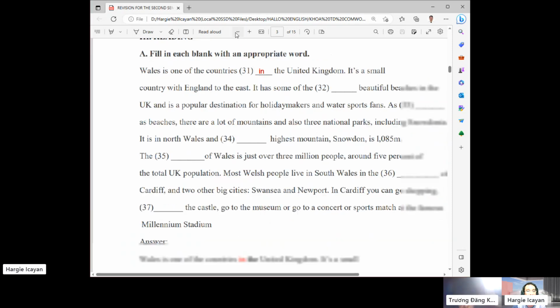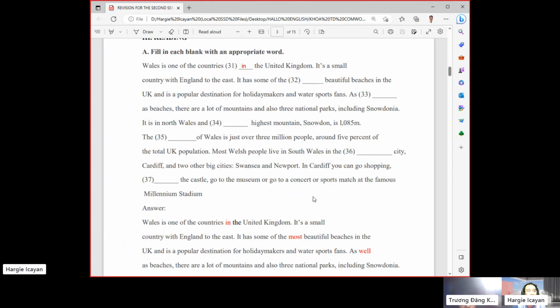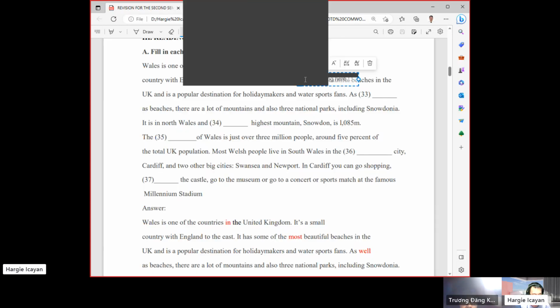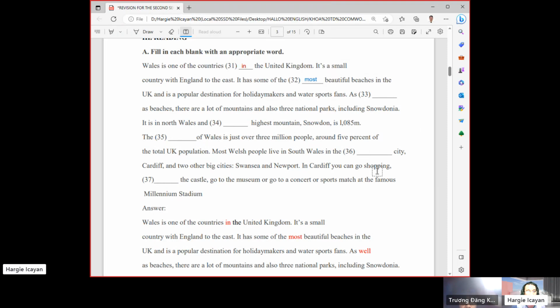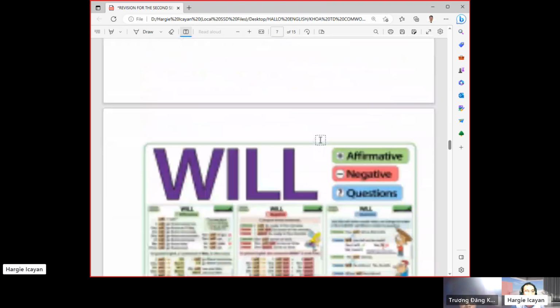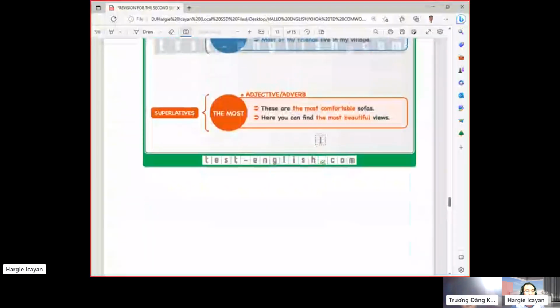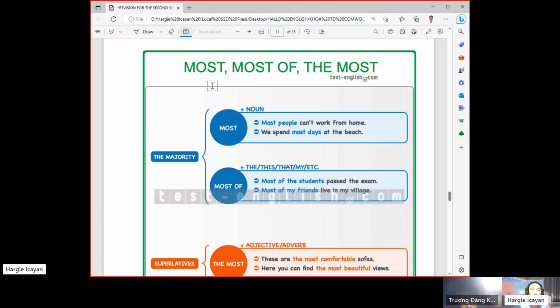Okay, next. What about the second blank in here? It has some of the most beautiful pictures. Okay, so the word most. When we are talking about most, what do you think would be that one, Khoa? Okay, so most, most of, or the most. So what's the difference between the three? Okay, now you have to take note of this one, Khoa.